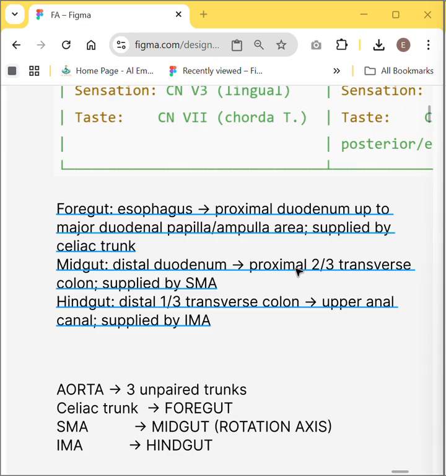So from here you can see that the duodenum will have a dual supply. The first part of it is supplied by the celiac trunk, and the second part of it is supplied by the superior mesenteric artery.